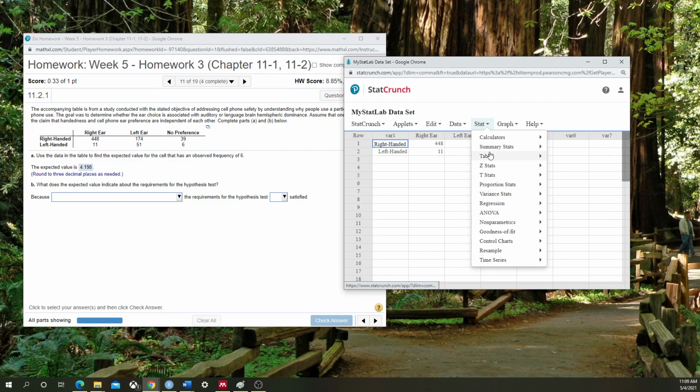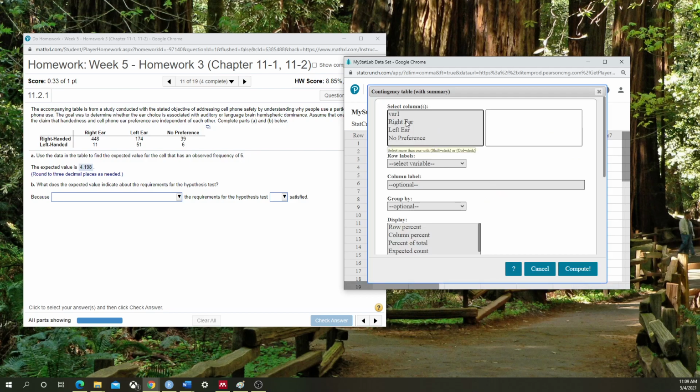Instead, you're going to go to Stat, Tables, Contingency Table with Summary. Okay? Then I'm going to tell it all of the columns that I know make sense here. At least intuitively, var1 isn't really a data column, right? It's just a placeholder for these other categories that we have here.